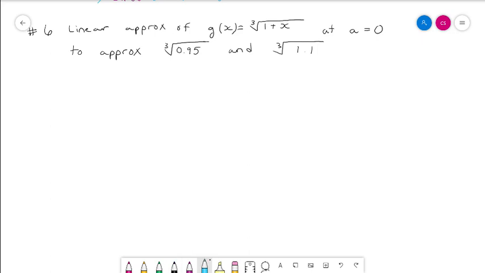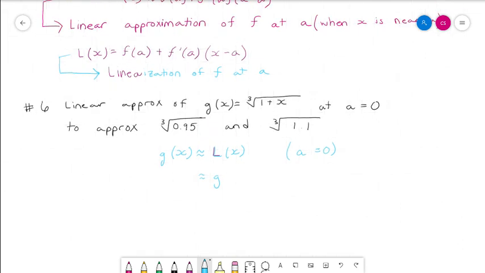So we know that we're going to take our g of x and we're going to approximate it to a line, L of x, at around x equals, or a equals 0, x equals 0. I'll put that right here, around a equals 0. And so we know then that this is going to be equal to, and I'm going to use this formula right here. So a is 0 and our function's g. So it's going to be g of 0 plus g prime of 0 times x minus 0. So I'm just plugging it into our formula.